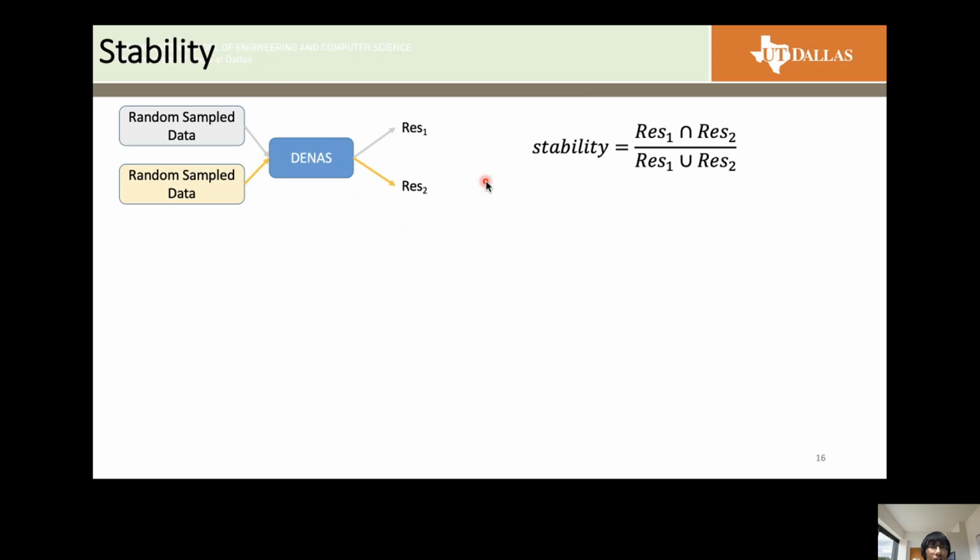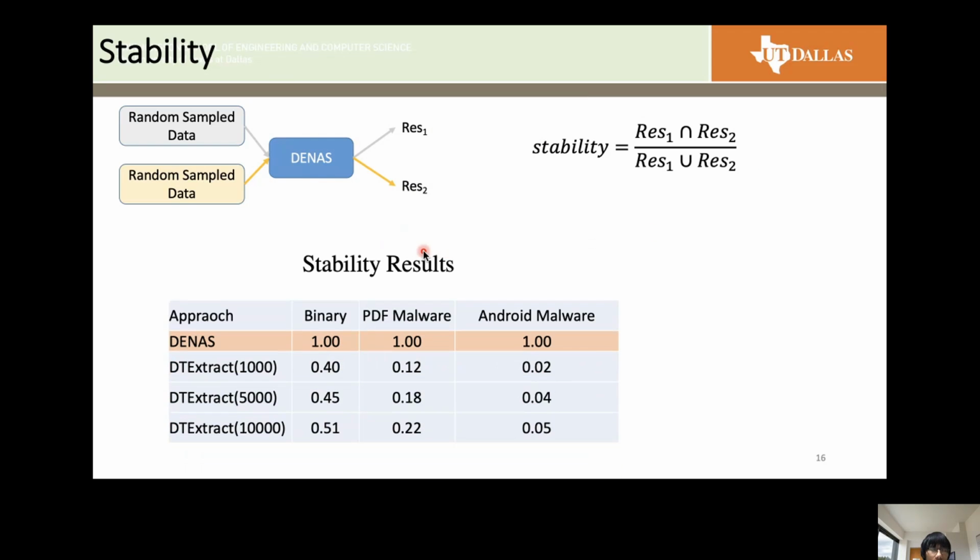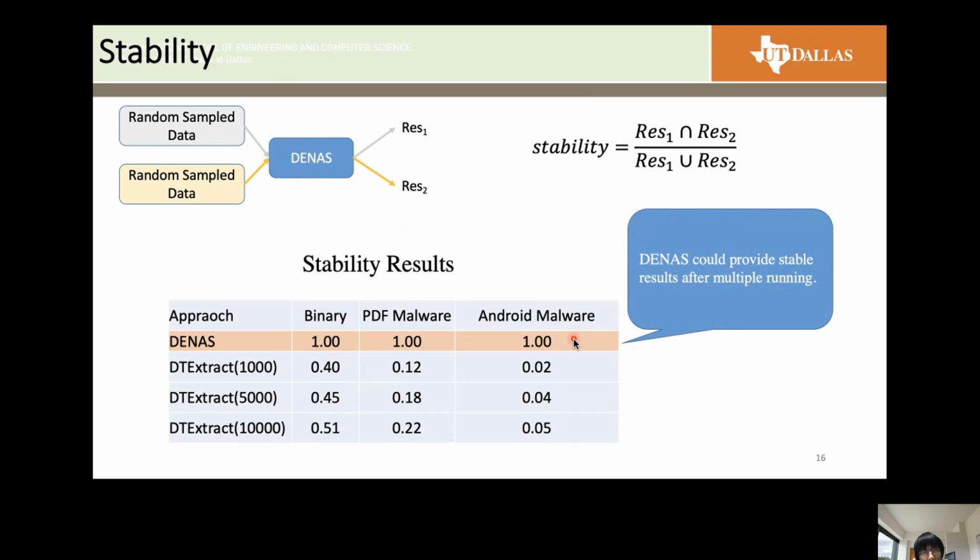For stability evaluation, we randomly sample dataset 1 and dataset 2 and apply DENAS to get rule set 1 and rule set 2. We define stability as this equation. The stability result is shown in this table. The first row is the result for DENAS. The result 1 means DENAS could produce stable results even with multiple runs.